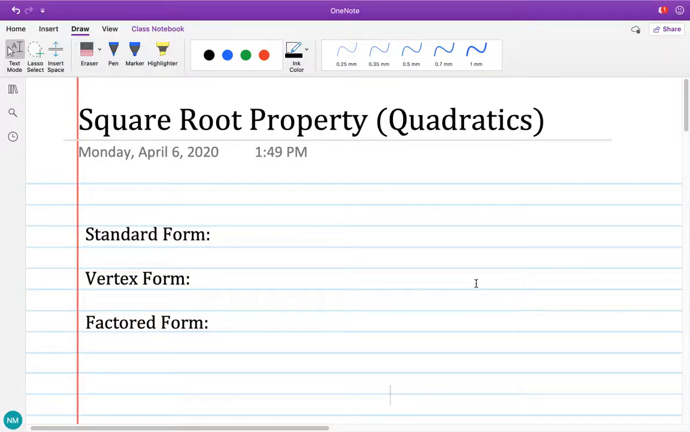Okay, so today we're going to talk about the square root property of quadratics. What that means is that we're going to solve quadratics using what we call the square root property. But first, let's discuss and review different forms that we've dealt with, right?